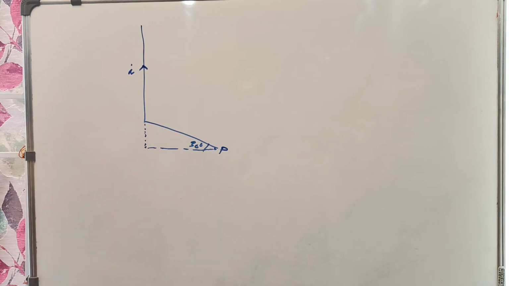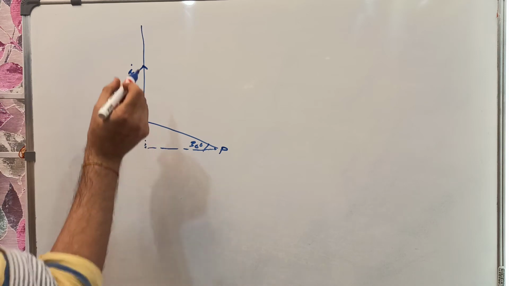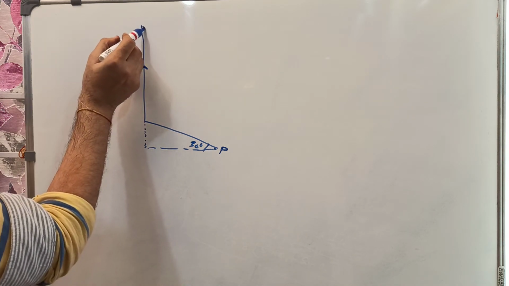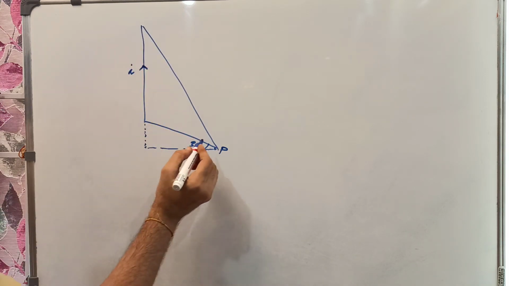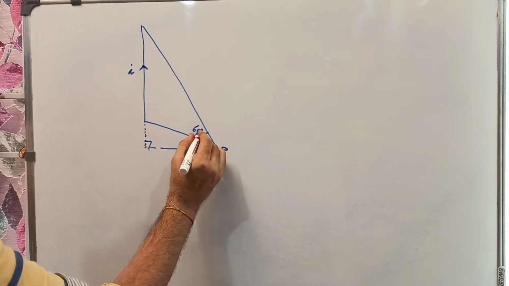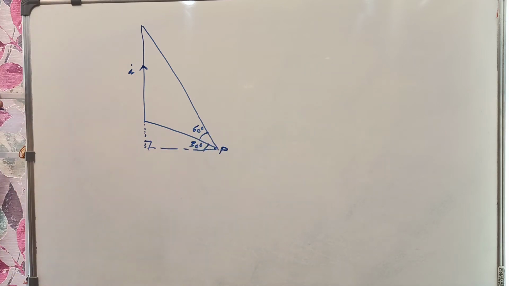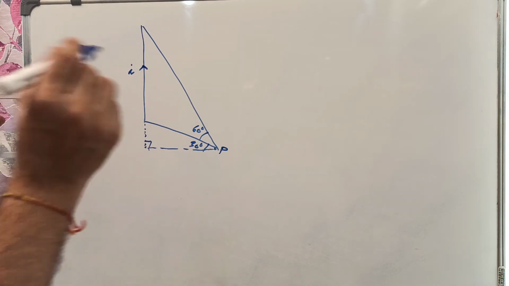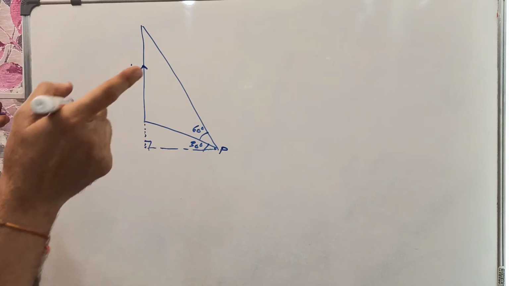Now students will get stuck because it is not straightforward, right? So again, you have to complete this figure and make it something like this. Now this is 90, so this would be 60 degrees. Okay, now go back to the formula and relate it with the figure.